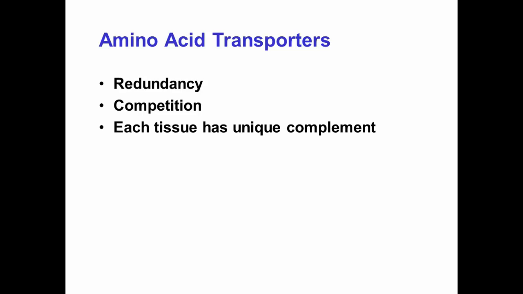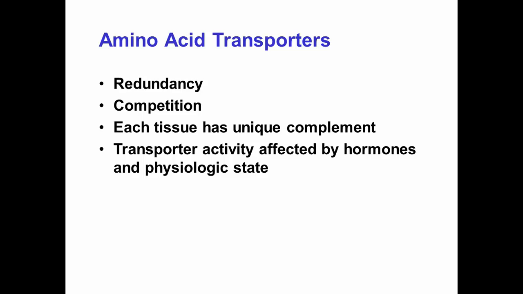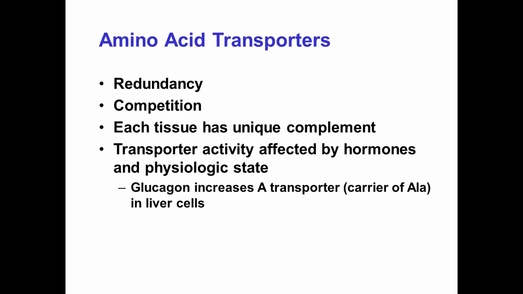The other thing is each tissue has a unique set of transporters that facilitate it getting what it needs, so each tissue has its own complement. And then transporter activity can be affected by hormones and physiologic state. The best example I can think of is that glucagon increases the A transporter that carries alanine in liver cells. So can somebody explain to me why that would be?